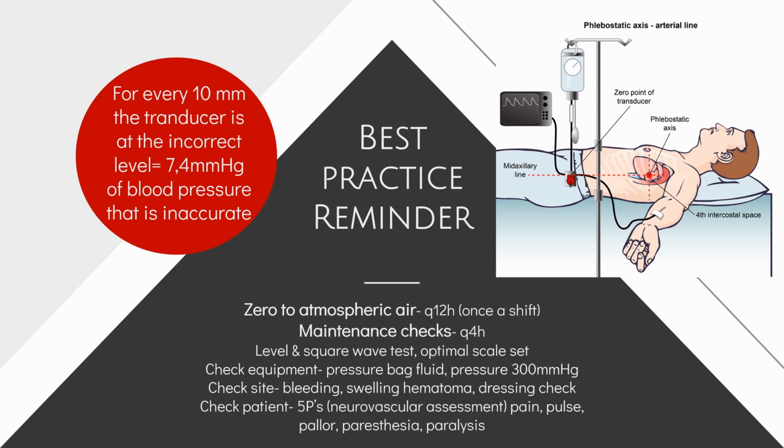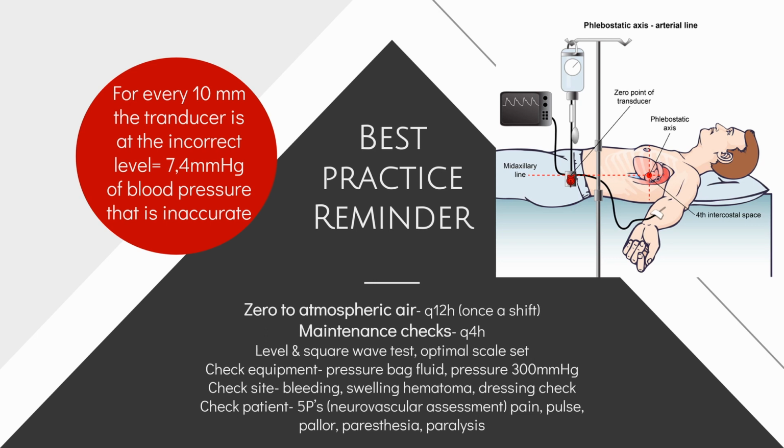Okay, so besides leveling, we're going to do a square wave test every 4 hours, as well as setting the optimum scale. Often if the scale is incorrect, it can look like overdamping. At the same time, check all the equipment, especially that pressure bag. We've learned now how important it is. Check that it's pumped up to 300 millimeters of mercury. Check that there's enough fluid. Do you need to make another bag, etc.